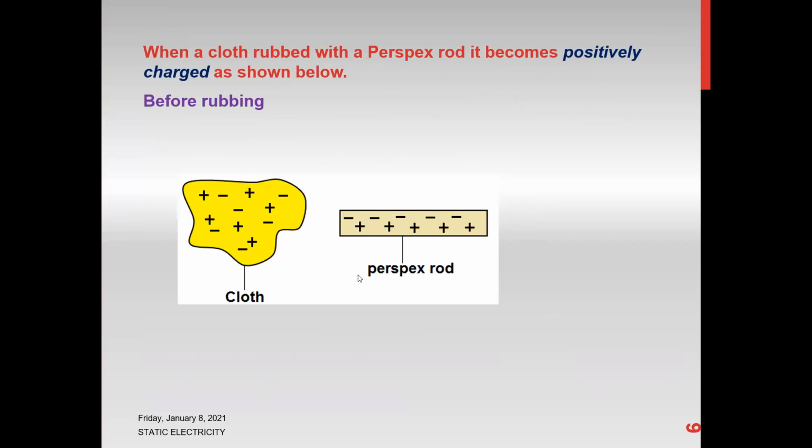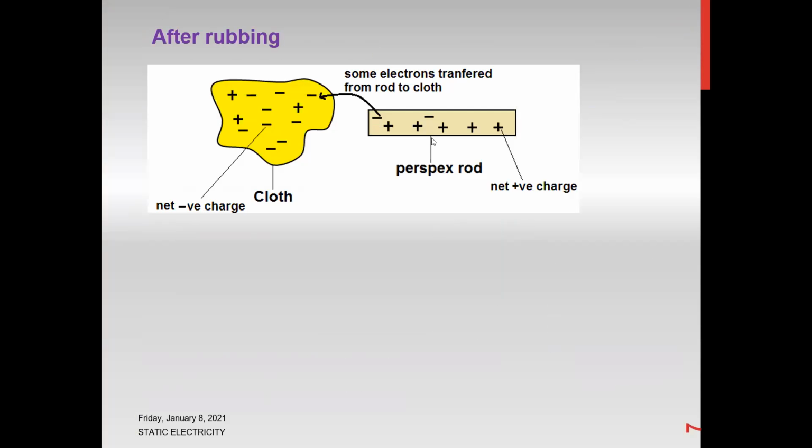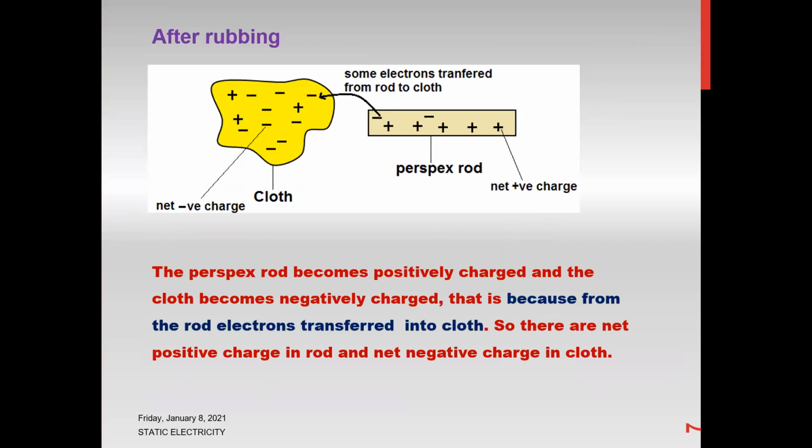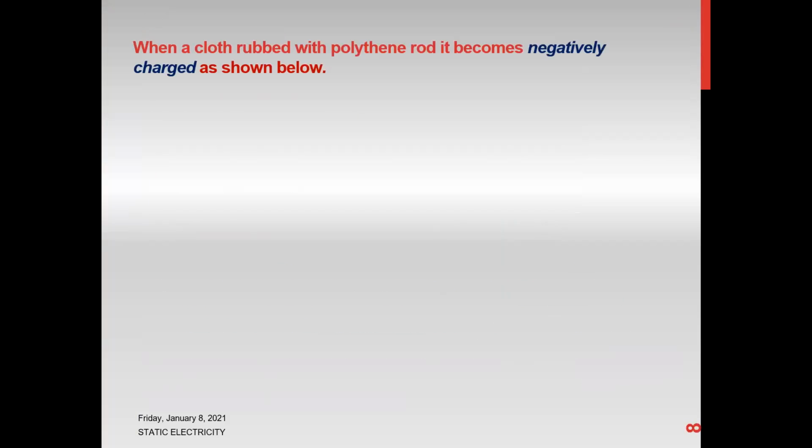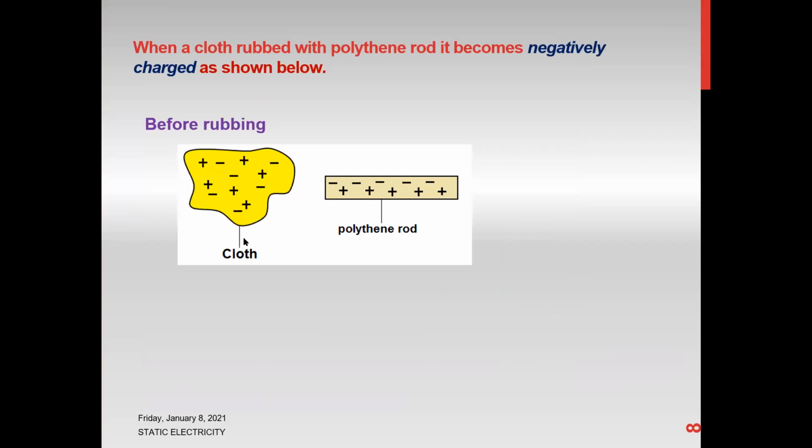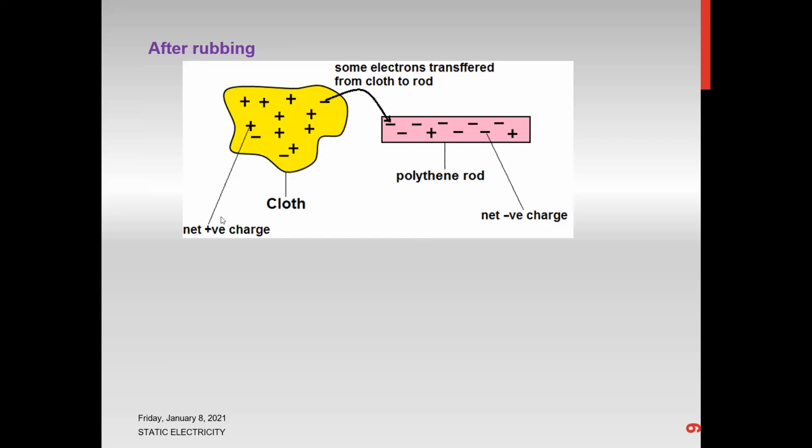For example, you have a cloth and a perspex rod, and now you're rubbing them together. After rubbing, the electron actually jumps from the perspex rod to the cloth. So there are negative charges on the cloth, but most of them are... and there are positive charges on the rod. This is called electrostatic friction. And another example, you are rubbing a cloth with a polythene rod, and you observe that the electron jumps from cloth to polythene. So in this example, cloth will have a net positive and polythene will have a net negative charge.